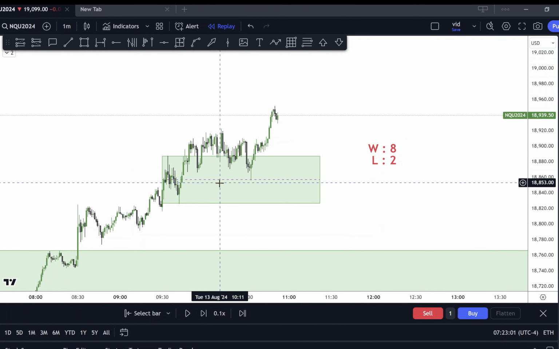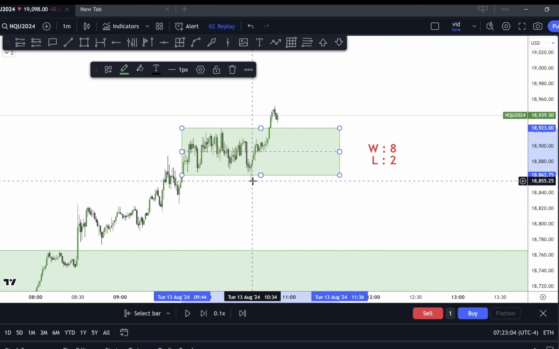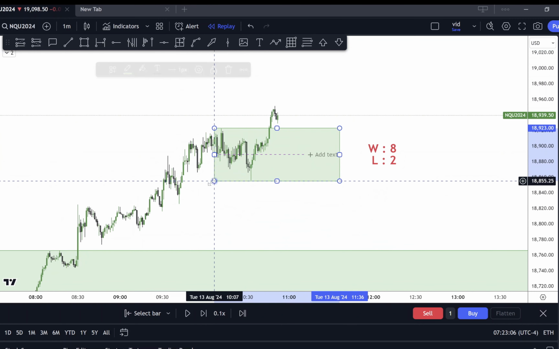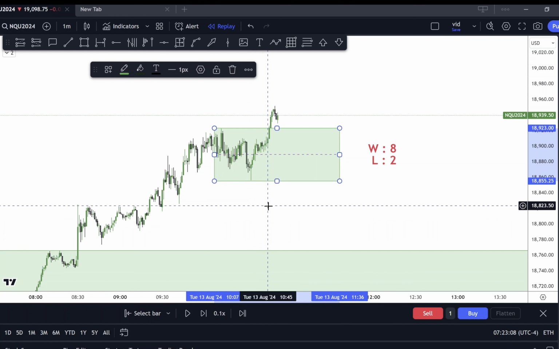Now we created a new zone. New protected low is this one, and new zone is this. Okay.